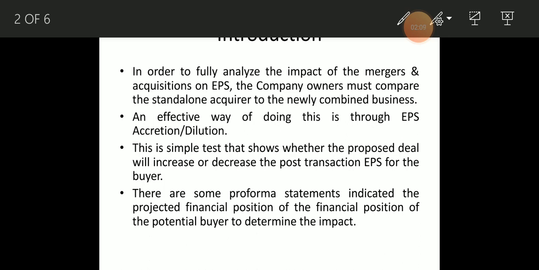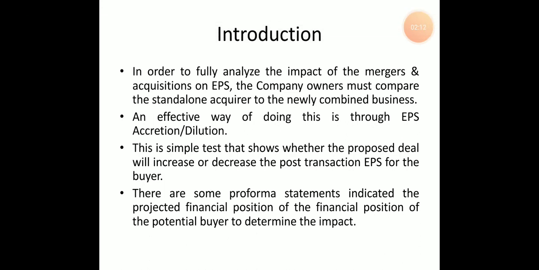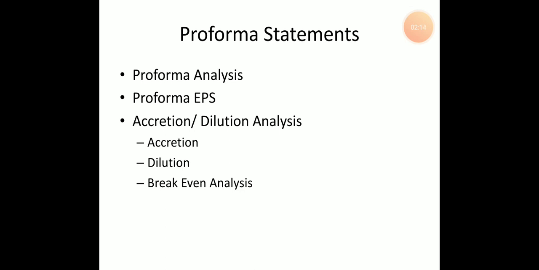So we'll move further with the analysis part. There are some analyses we have to do for finding whether there is a positive impact or negative impact on EPS. First one is pro forma analysis. Second one is pro forma EPS. Third is accretion and dilution analysis, which includes three parts: accretion, dilution, and the third part is break-even analysis. So first part is pro forma analysis.